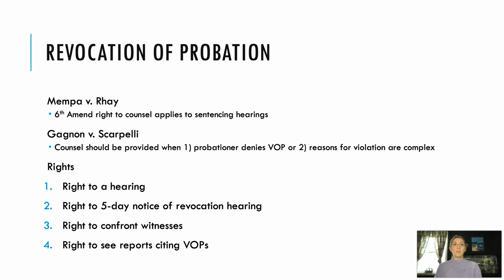So there's 2 important court cases here that I want you to know. We have Mempa v. Ray, which said that Sixth Amendment right to counsel applies to sentencing hearings. Then we have Gagnon v. Scarpelli. So in the adult system, they actually call violations gagnons, and it's from this case. So it says that counsel, so a defense attorney, should be provided to the probationer when the probationer denies that they committed the violation or when the reasons for violating are complex. So that one's a little more vague, but essentially we're saying if it's not clear, cut and dry about the violation, then we should make sure they have counsel that can argue on their behalf.